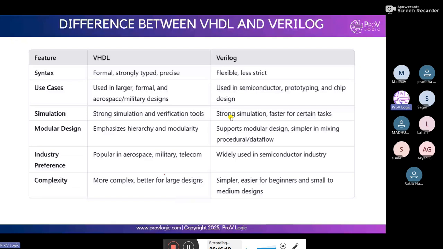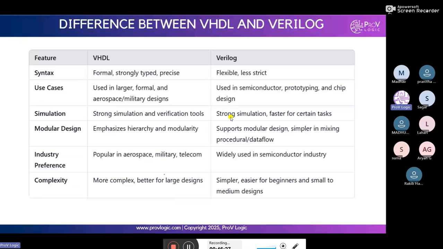That's why most of the beginners or experienced engineers, even in India, most of the industries and abroad countries also, Verilog is mostly preferred compared to VHDL. Okay, so that is the major difference between Verilog and VHDL.